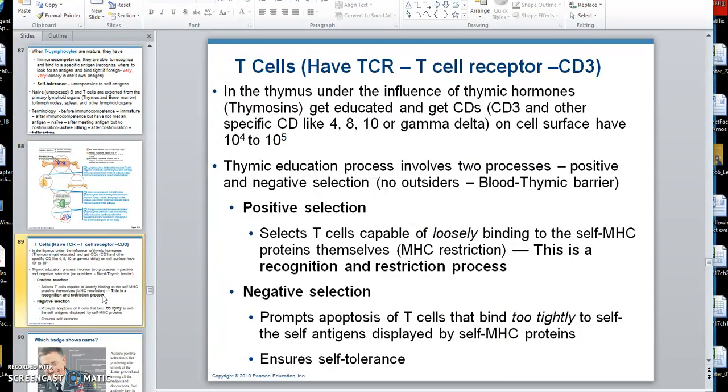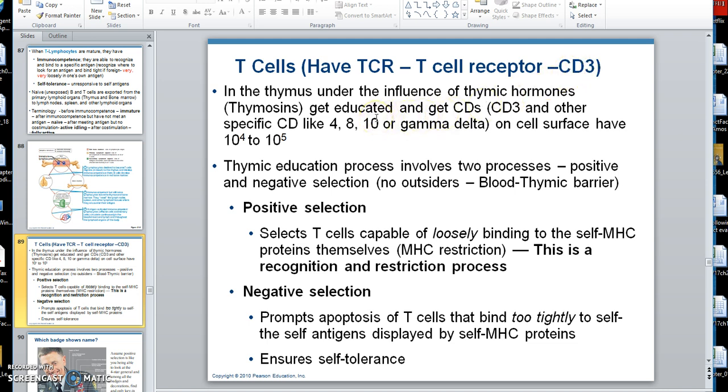Okay. T cells, T lymphocytes, have a T cell receptor. The T cell receptor is a CD3. So if a cell has a CD3, it's a T cell. Clusters of differentiation. CD3 is a T cell.